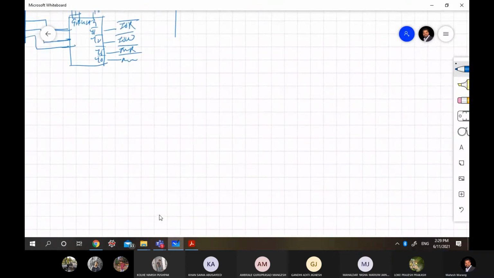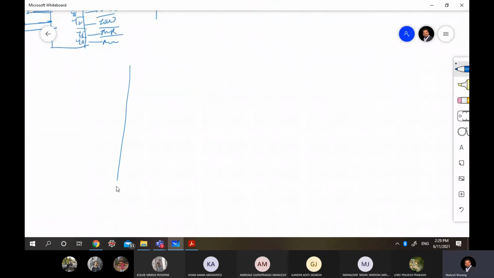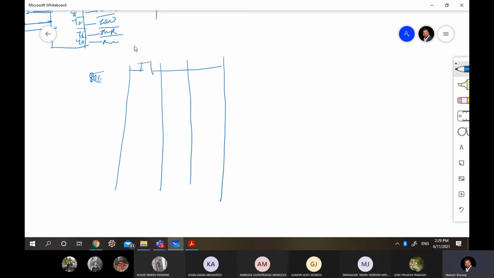Let's suppose this is the timing slot, and pardon me for these vertical lines. Let's suppose BHE bar, this area we saw, goes high, and for all the remaining time it is low. This is T1, T2, T3, and T4.